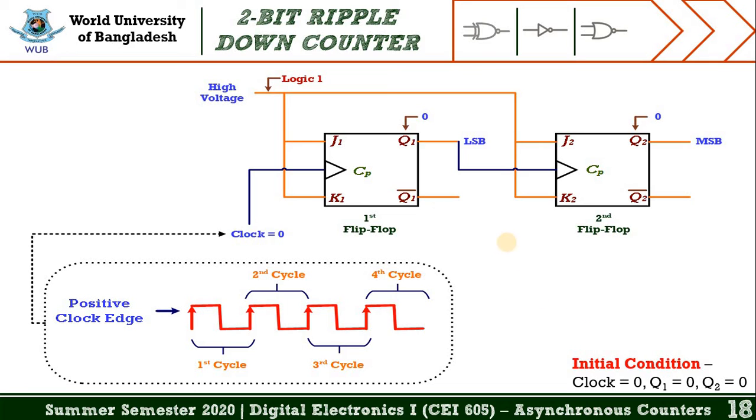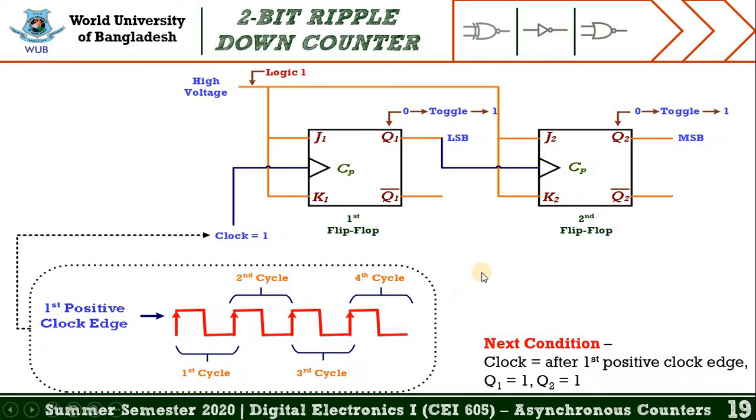What are we going to find on the output section if the first positive clock edge is applied at the clock? So let's move into the next slide. Well, this slide represents another condition, where the value of clock is 1, which actually means the first positive clock edge of the first cycle is applied at the clock. In that case, you may find the value of clock is 1.